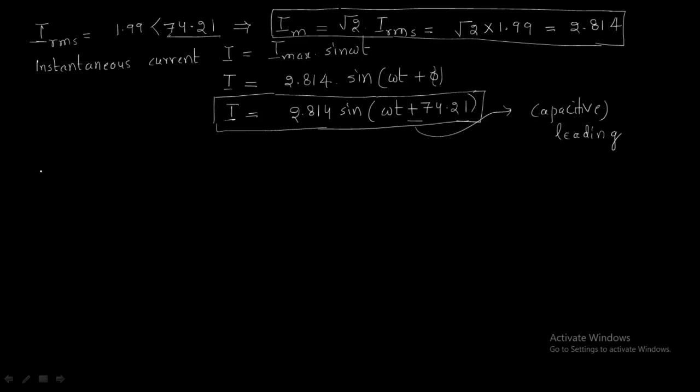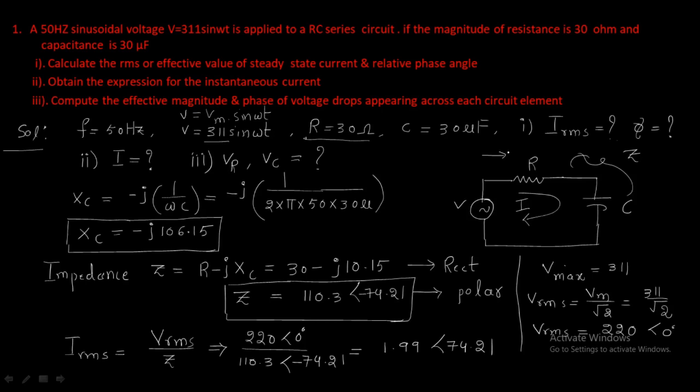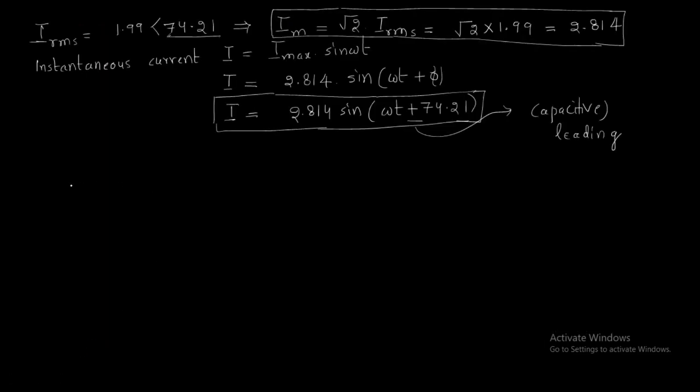Next, he is asking to find the drops across these, that means the voltage across the resistance and the voltage across the capacitance. Voltage across the resistor means current flowing through the resistor times resistance. Voltage across the capacitor means capacitive reactance times current. First we will find the voltage across the resistance: VR equals I into R. What is the I value?